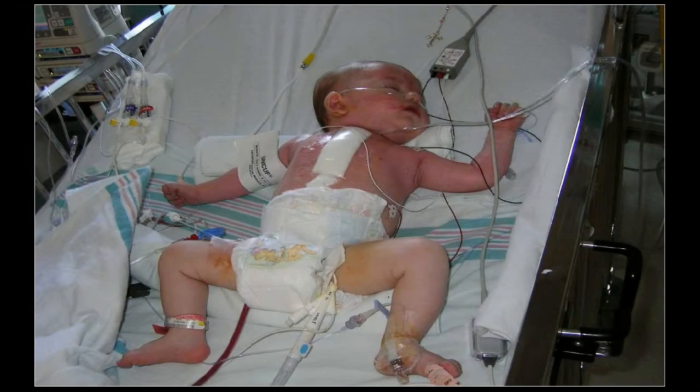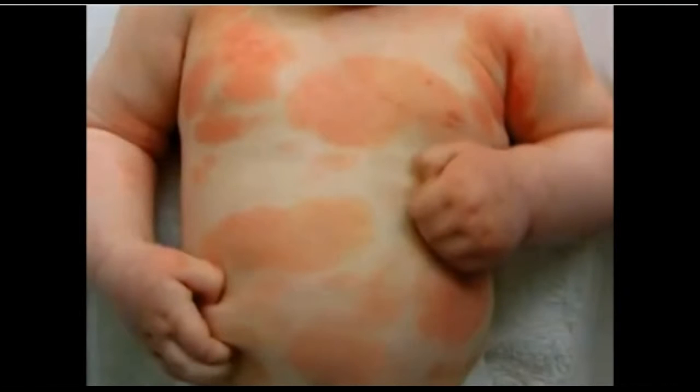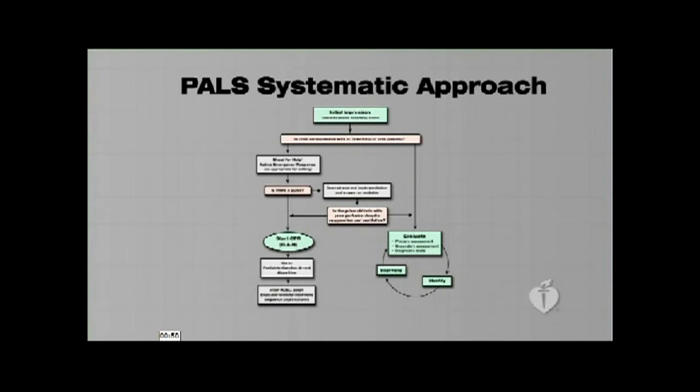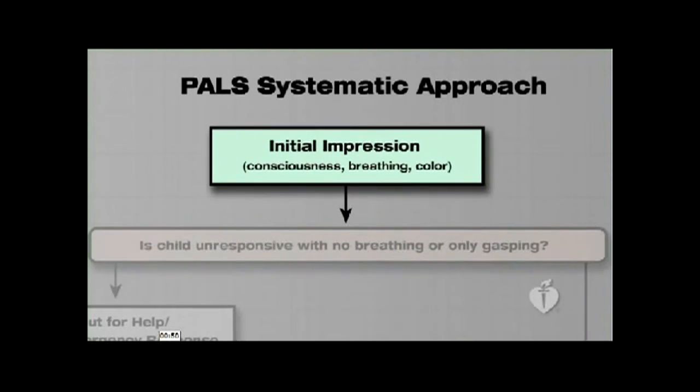My instructor used to tell me, patients don't just die, they tell you first. The best approach to caring for a seriously ill or injured child is a systematic one. The purpose of this organized approach is to enable you to quickly recognize signs of respiratory distress, respiratory failure, and shock so that you can provide life-saving interventions. Your first step is the initial impression. Here's an example of how it works.